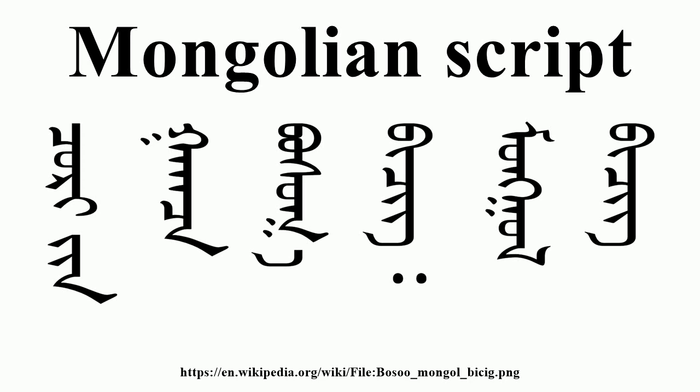Alphabets based on this classical vertical script are used in Inner Mongolia and other parts of China to this day to write Mongolian, Xibe, and experimentally, Evenki. History. The Mongolian vertical script developed as an adaptation of the Sogdian to the Mongolian language.